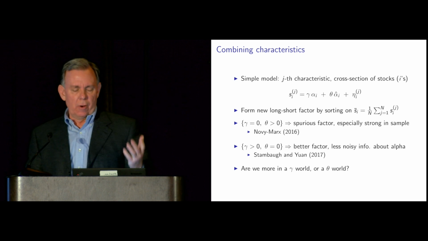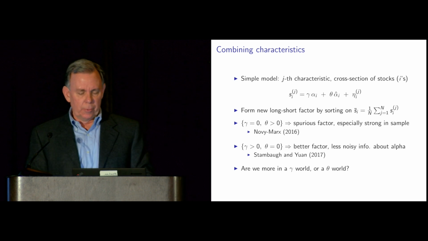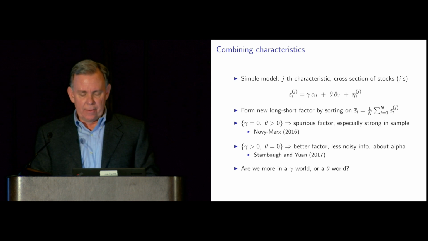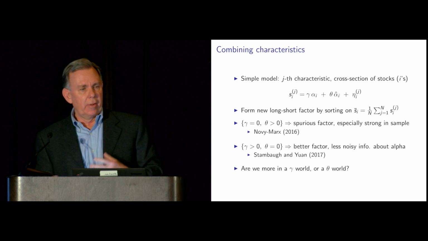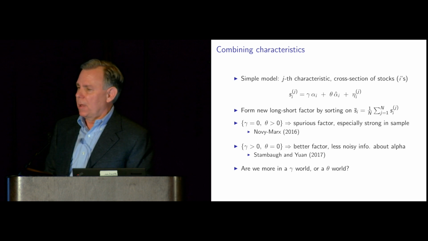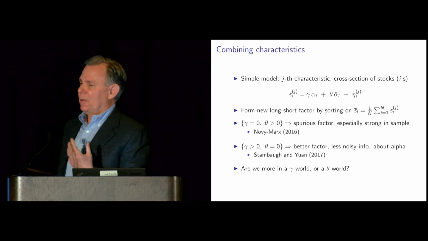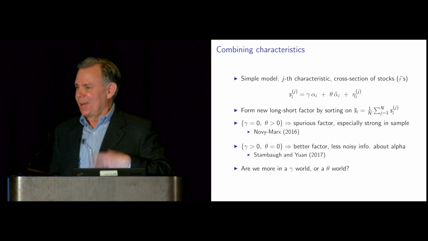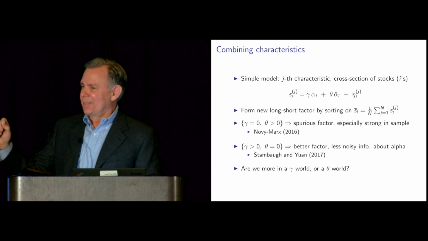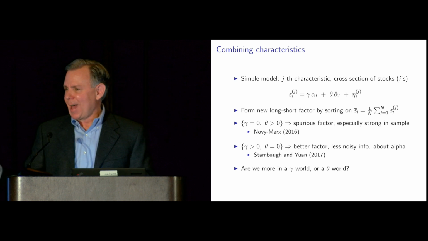Now, if gamma is 0 here, if there's no relation to true alpha, but there's a relation to in-sample alpha hat, and you start averaging a bunch of characteristics with that property, then as Novy-Marx has pointed out in a recent paper, you get a spurious factor that's going to work really well in sample because you're basically diversifying away the noise that keeps it from getting alpha hat even better.